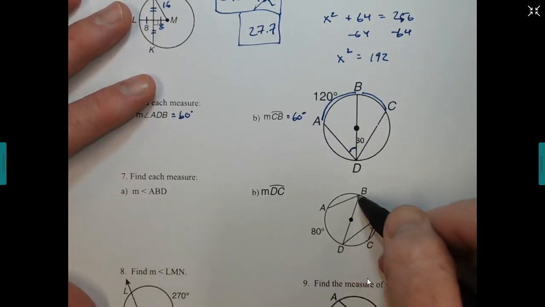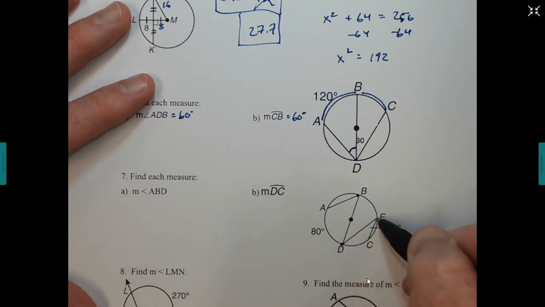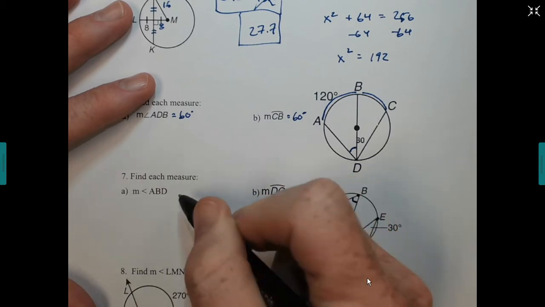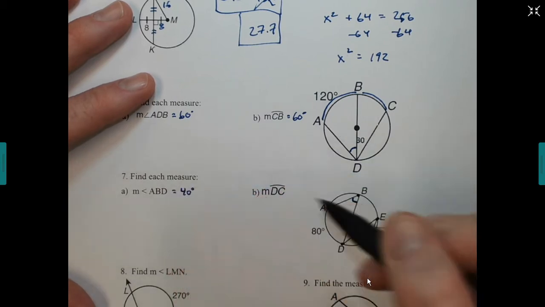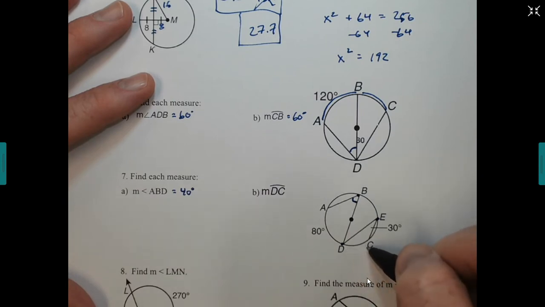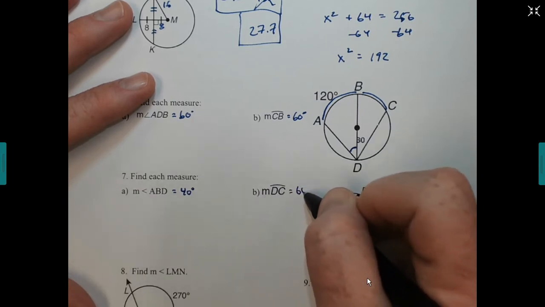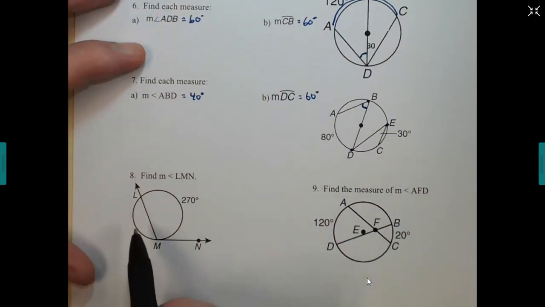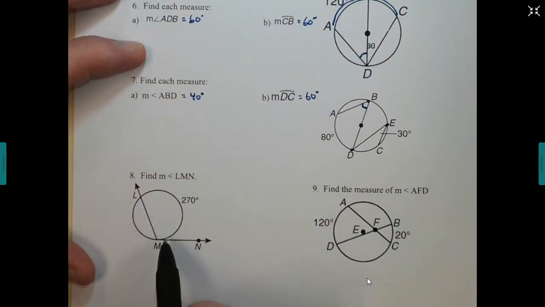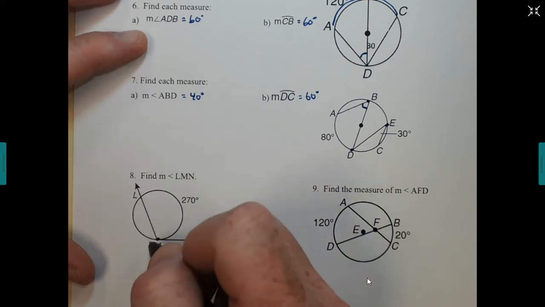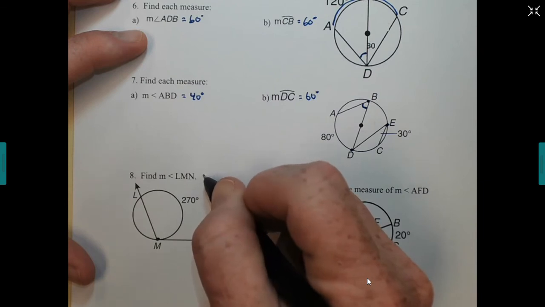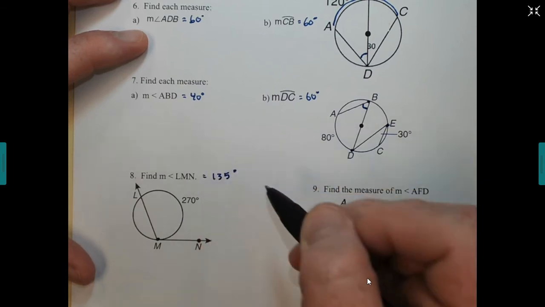More inscribed angles. Inscribed angle, inscribed angle, inscribed angle. Angle ABD. Its arc is 80. The angle's got to be half. The arc's got to be double. And again, whenever we have a chord and a tangent, we're going to treat this like an inscribed angle. The arc is 270. The angle will be half of that, which is 135 degrees.